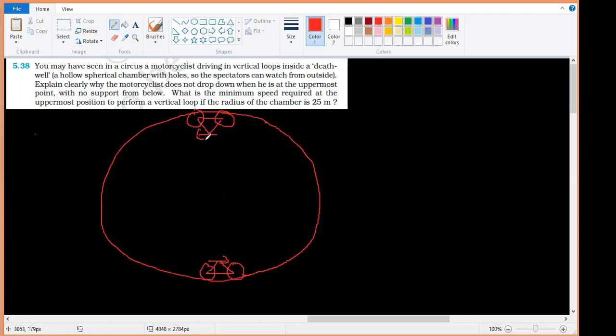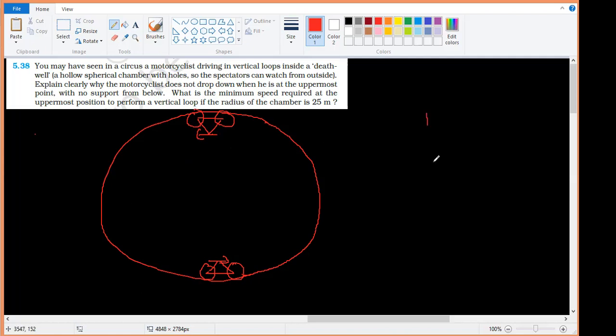But still, this does not fall down. This will happen only when you have a minimum speed. Otherwise it's possible that he will fall down, just like the previous problems. You can try this in your home.